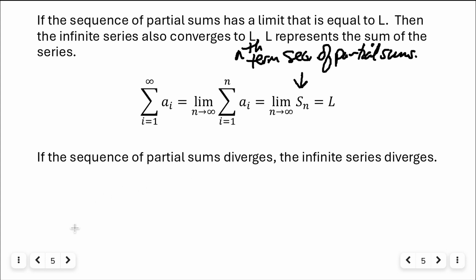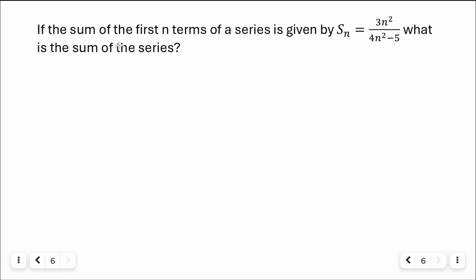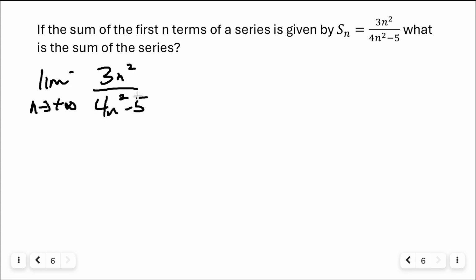All right, so let's put this to the test and show you how it works real quick. If the sum of the first n terms of a series is given by this sequence of partial sums, 3n squared over 4n squared minus 5, we can find the sum of the series by taking the limit as n approaches infinity of the sequence of partial sums. So again, if I throw in infinity here, I get infinity over infinity. That's indeterminate. You could use L'Hopital's rule.